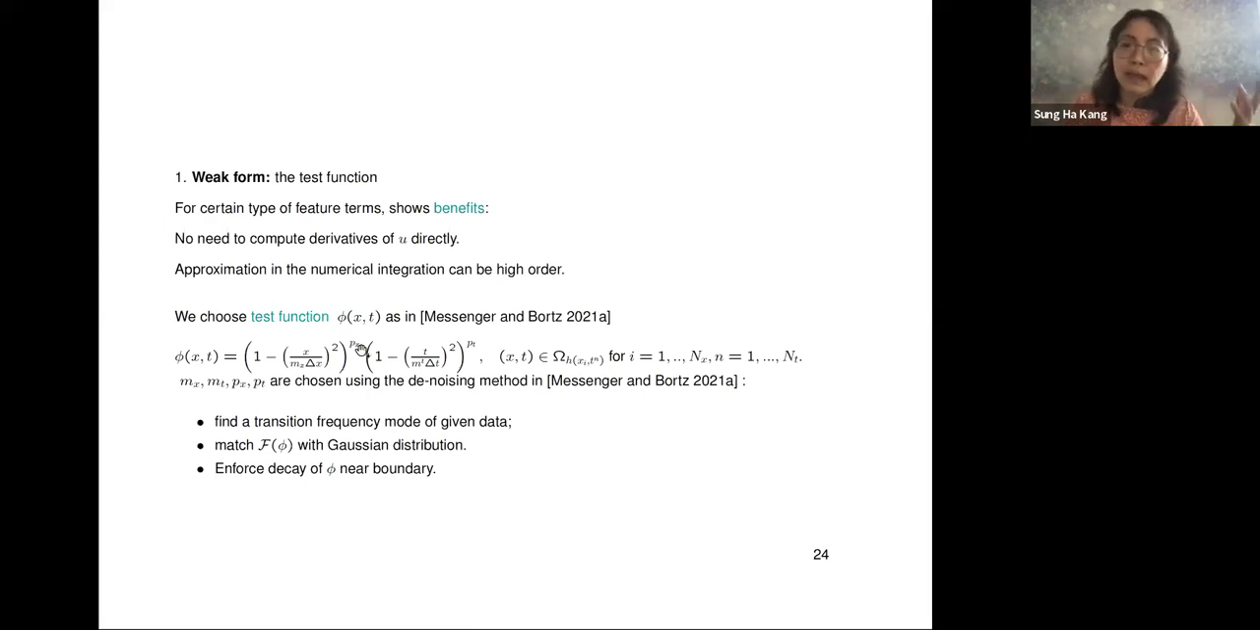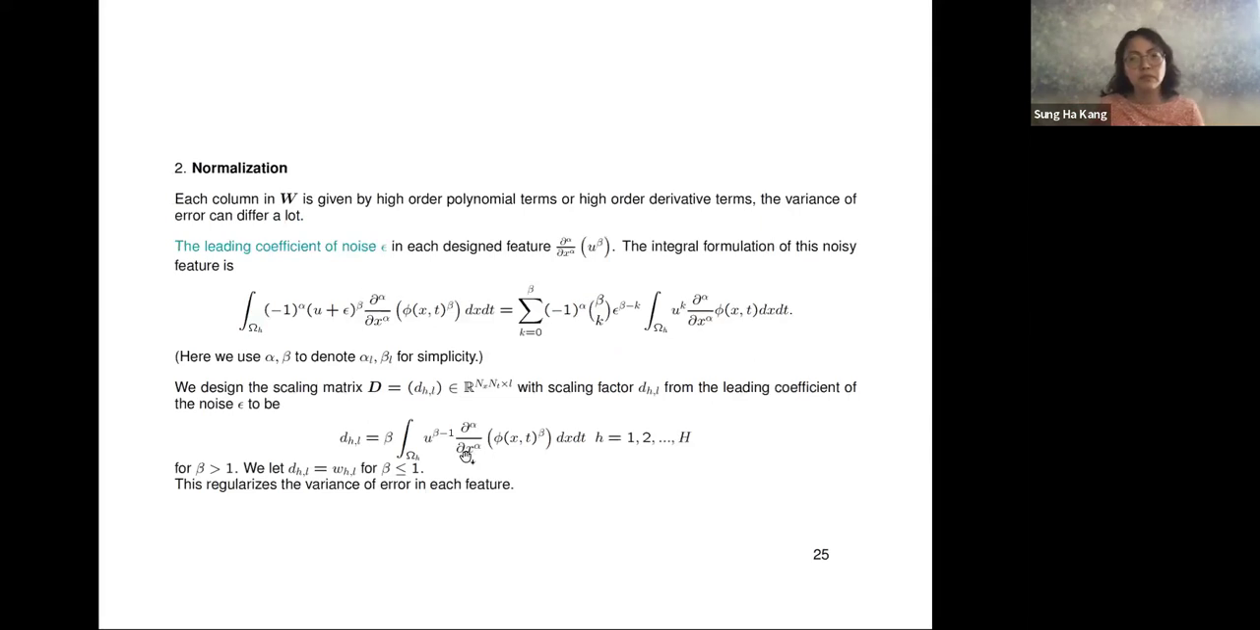So the P is like 10 or something like that. So it's like really high degree polynomial. It's not like P is equal to 2. So if the weak formulation doesn't work very well, then you might want to investigate the test function as well. The second part I want to mention is, as I said earlier, the noise.